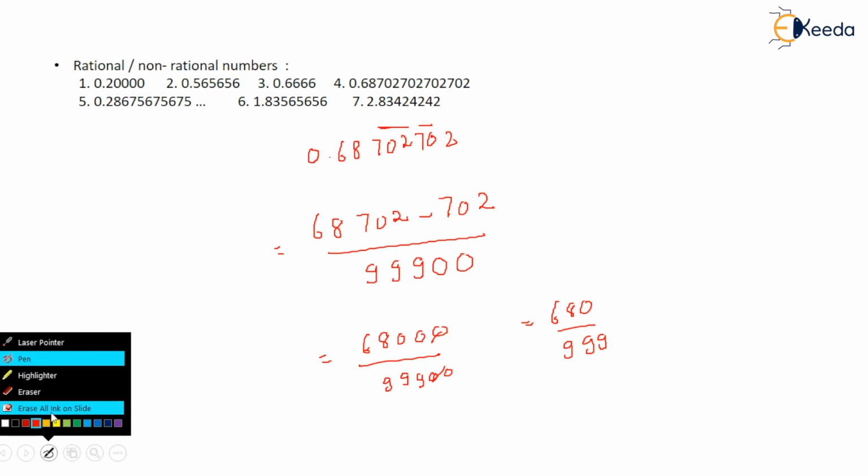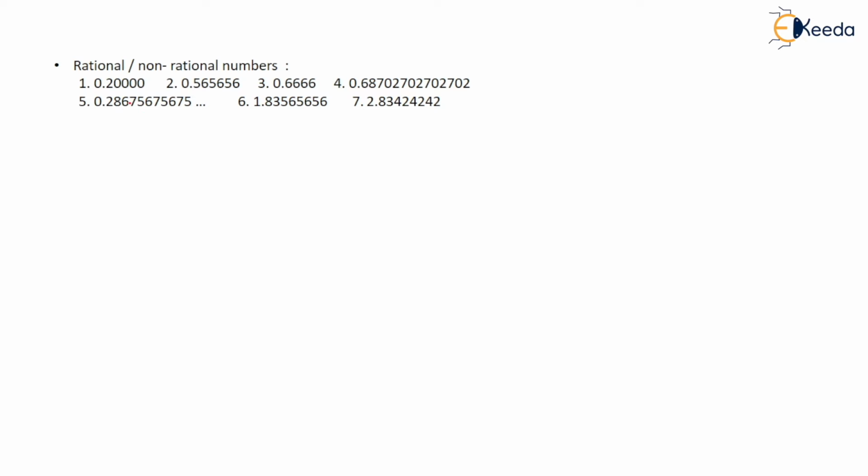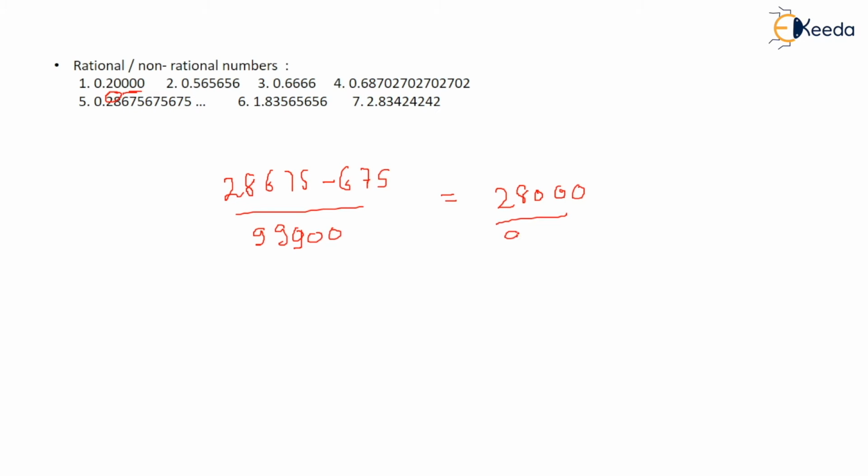Next question, that is 28675. So this 675 is occurring again. So 28675 minus the reoccurring number. The reoccurring number is 675. So we will separate 675 from it, and upon the number of how many numbers were reoccurring? 3 numbers were reoccurring. So 999. And how many are not reoccurring? 2 numbers are not reoccurring. So 00. So after solving this, you come to know the answer, that is 28000 upon 99900. This is the fraction form, or you can just keep it like this, 280 by 999. Okay. Now next number is this.